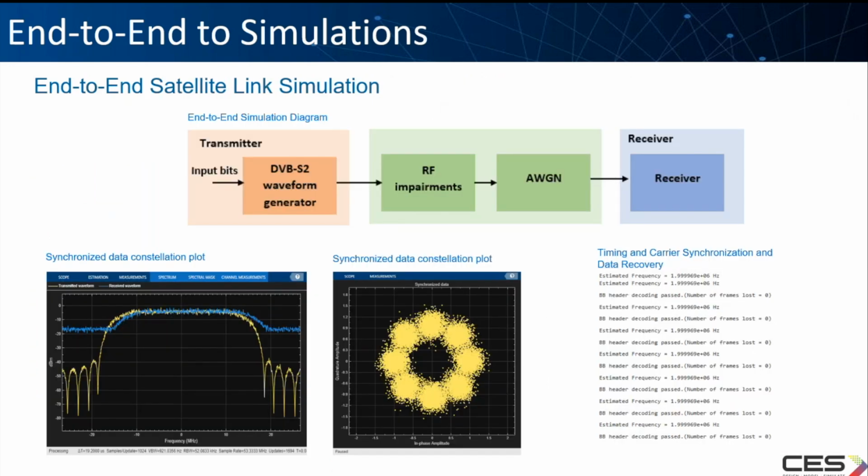For SATCOM, we can also do this end-to-end simulation at the link level. We generate a standard-based SATCOM waveform, then we include the RF impairments, and then we model the receiver itself, and we perform different simulations. This is the spectrum analyzer. We just want to understand the attenuation or the losses that happened. And then we can look at the constellation diagram to understand the performance of the receiver. Another way to assess is to plot the timing and carrier synchronization and the data that was recovered.